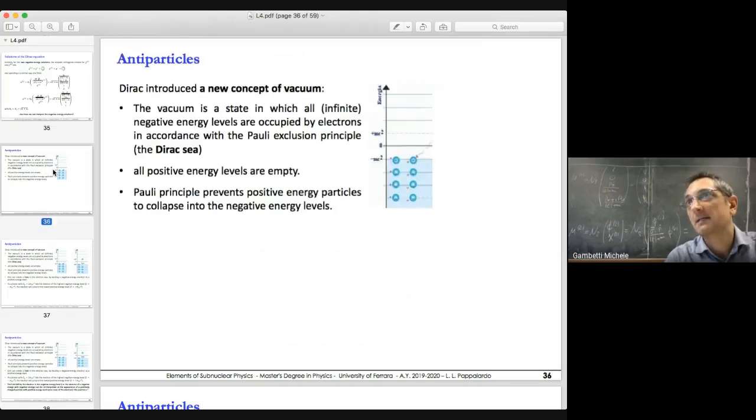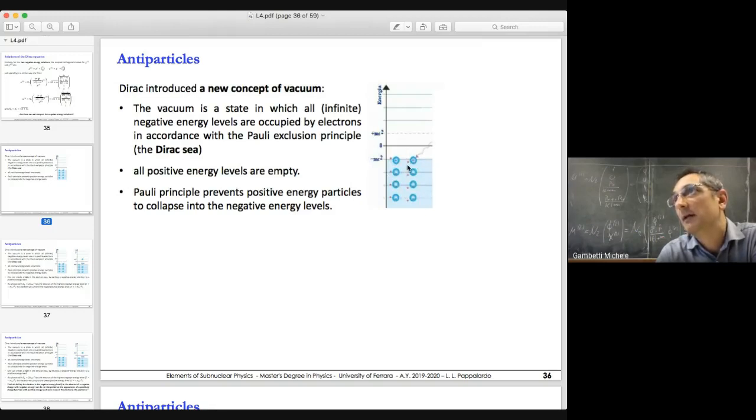And this is the mechanism of the so-called Dirac sea, okay? You have probably seen this already, I don't know, but let me simply explain the idea of Dirac to interpret the negative energy solutions. So Dirac introduced a new concept of vacuum. The vacuum is a state in which all infinite negative energy levels are occupied by electrons in accordance with the Pauli exclusion principle. So you can only have two electrons in each level with opposite spin. You cannot put more electrons in each energy level, okay?